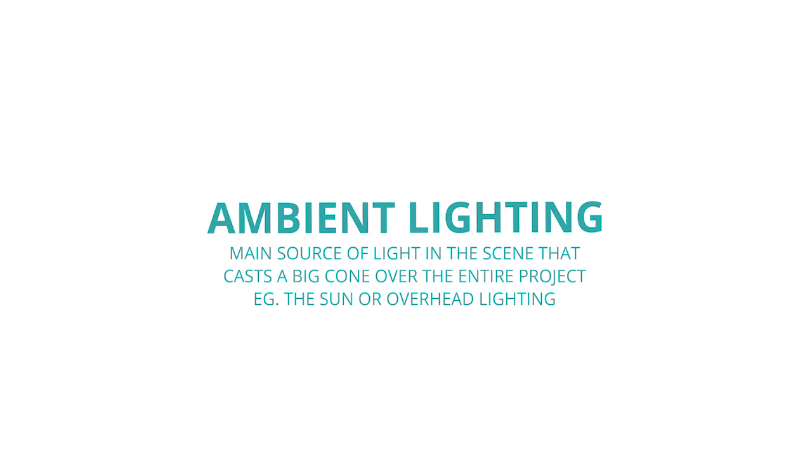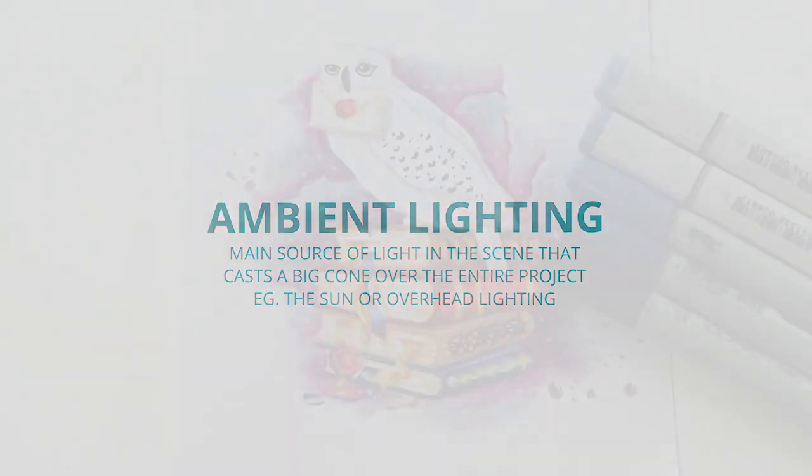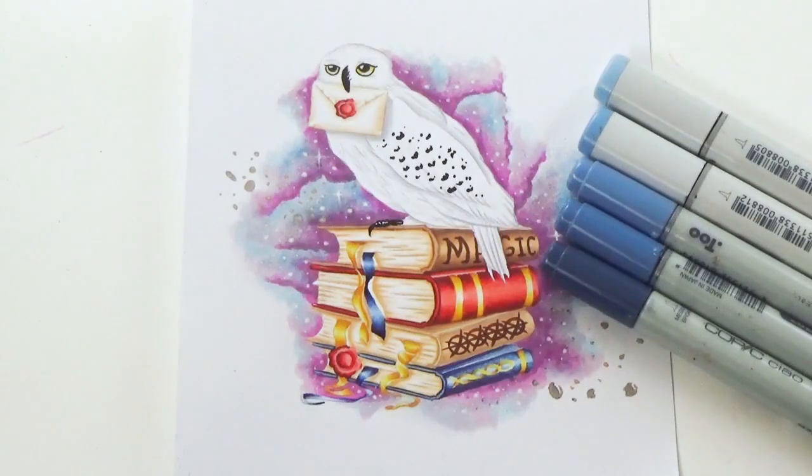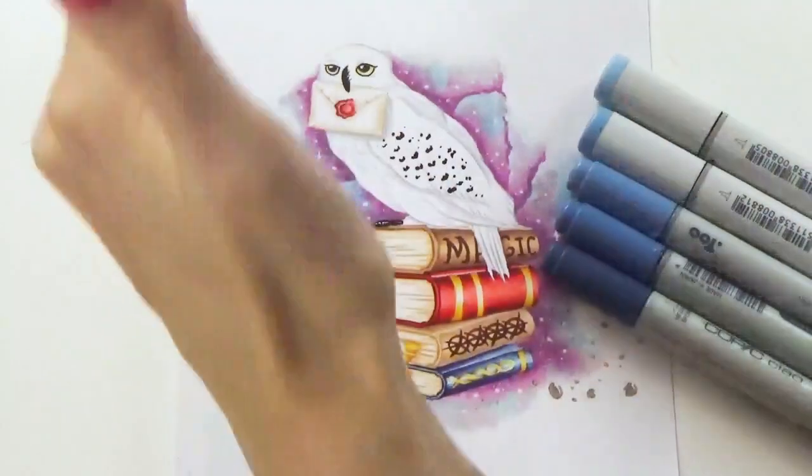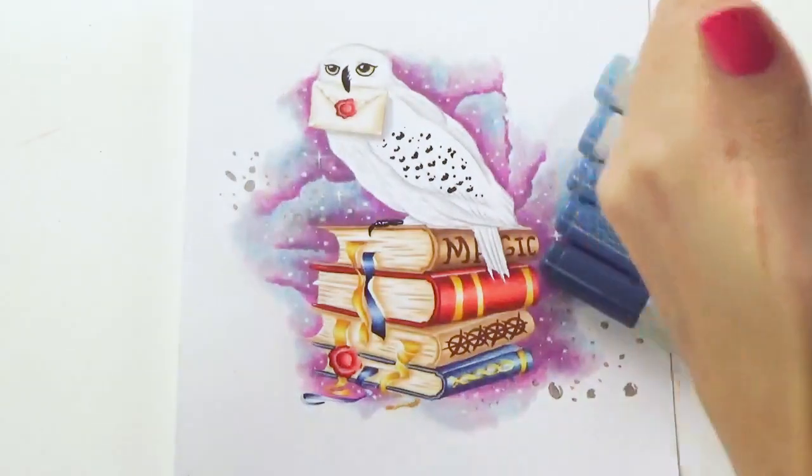Typically in our classes, we work with ambient lighting, which is a major source of light in a scene, like the sun or overhead lighting. What that does is it casts big cones of light over your entire project, rather than spotlighting or directional light. You may have seen in some videos, for example, sometimes people will say, well, the light's coming from the left, so left is light, right is dark.